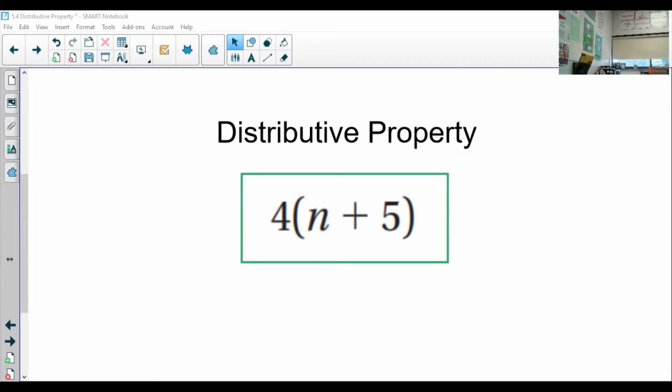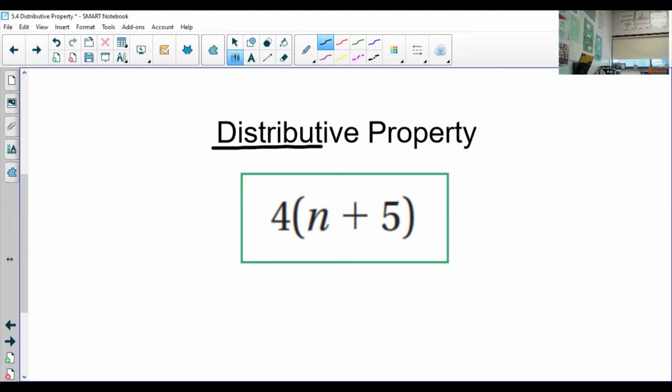Okay, so what we have today is the distributive property. And if you think about the word distributive, it really kind of has the base word distribute, right? Distribute, to hand out, to pass out, to give out. And that's kind of what we're doing in math today.